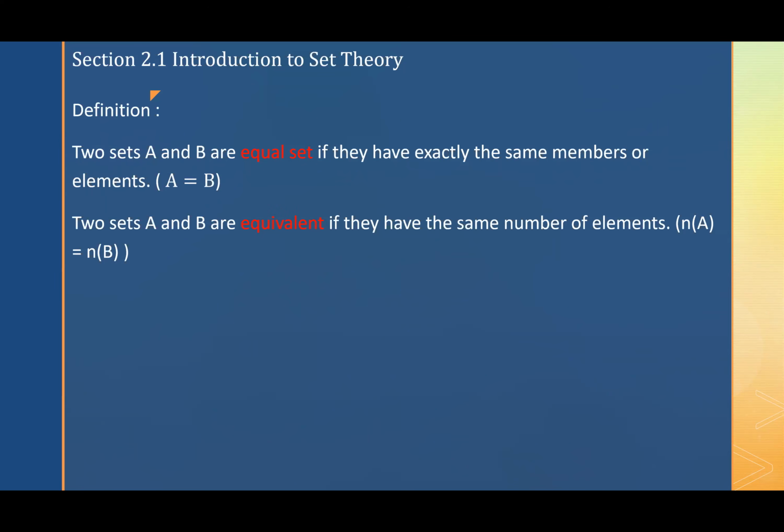How can two sets be equivalent? As long as they have the same amount. Ladies and gentlemen, to be equivalent, we just need to have the same amount of elements, okay? As long as we have the same cardinal number, meaning again, the amount of elements in the set, we call the two sets equivalent. So equivalent, as long as they have the same amount. Equal, they need to have the exact same elements, okay?